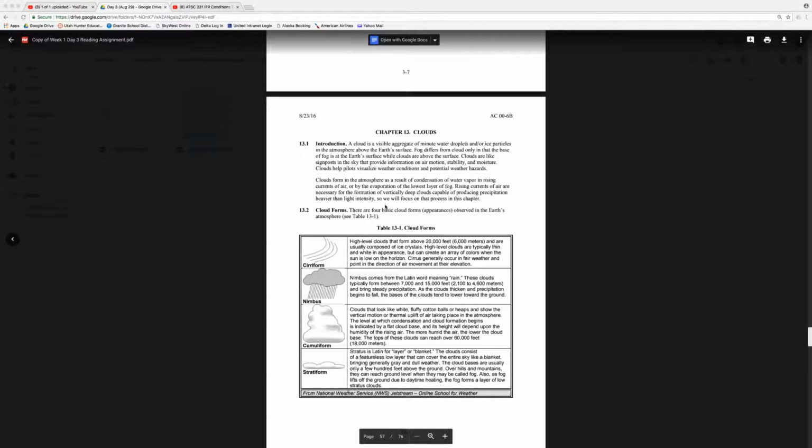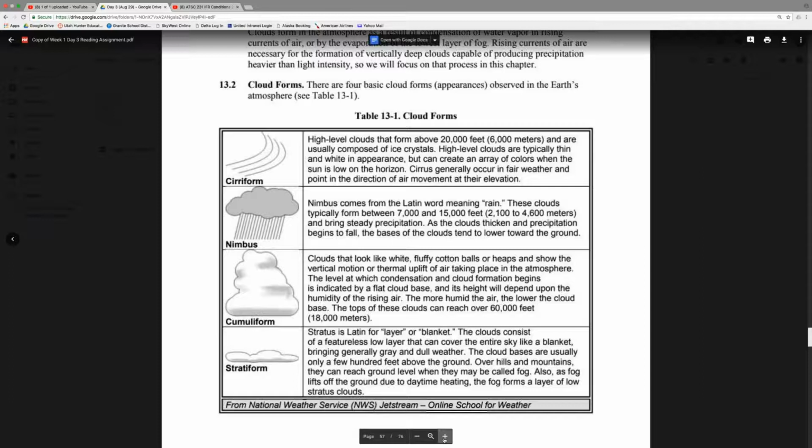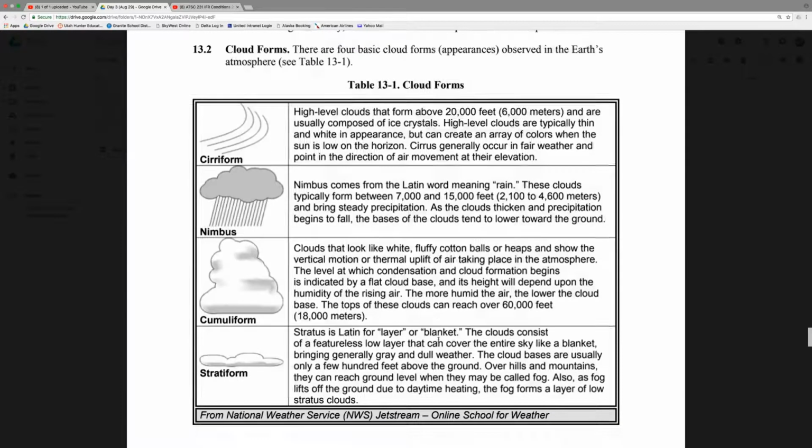So as you can see here, we've got 4 basic cloud forms. The first one is Cirriform Clouds. These are usually high-level clouds. So these are the ones that are way, way up there. They call these mare's tails. There's a couple other names, but just high-altitude clouds, okay? They're thin and wispy.